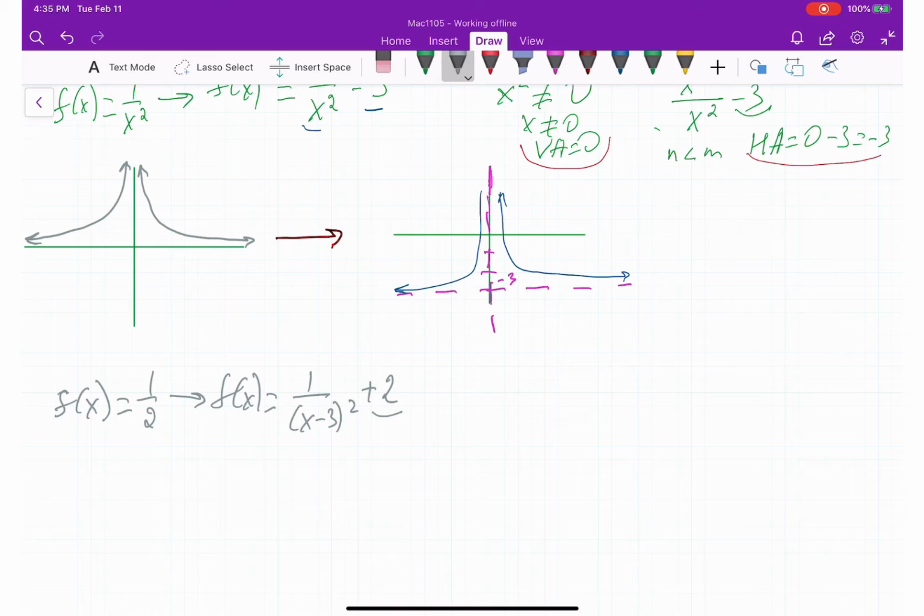So that's the same thing coming out. The vertical asymptote is going to be, let me see, positive 3, right? And the horizontal asymptote is going to be 2. Let's show this.